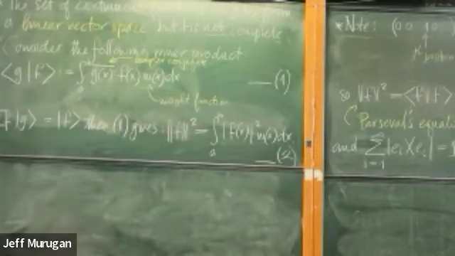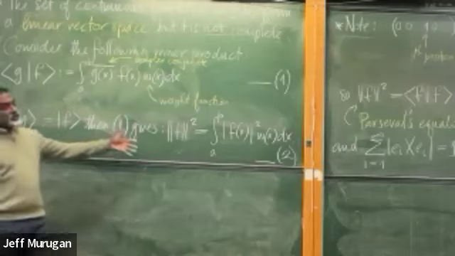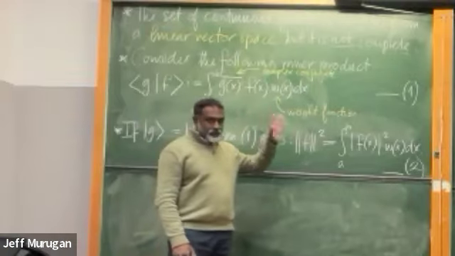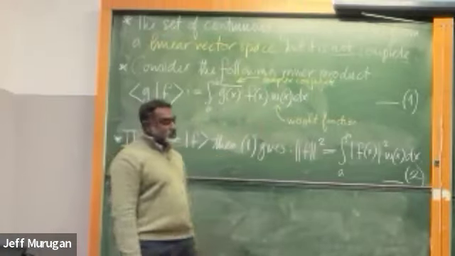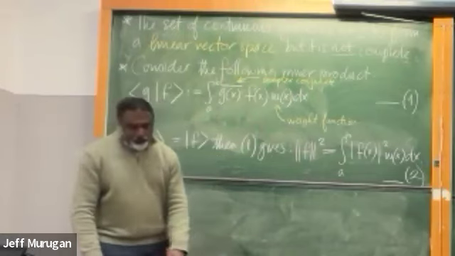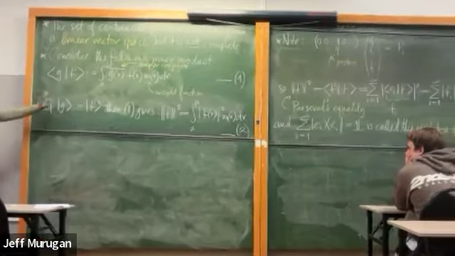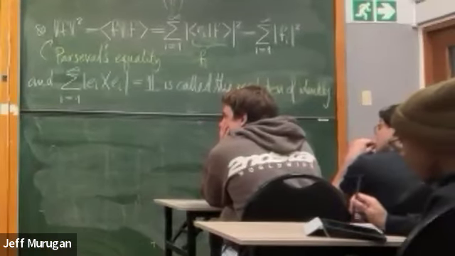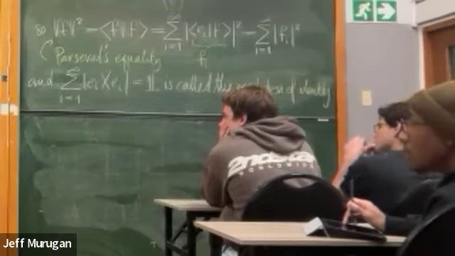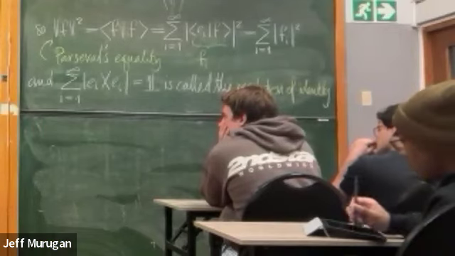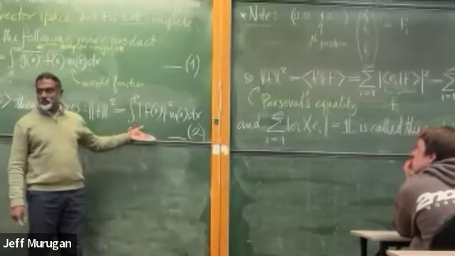I'm not guaranteed that these integrals are going to converge. I'm not guaranteed that these integrals are going to be well defined. It depends on my function, depends on the weight function, etc. But I can look at this and say that those functions for which these two integrals converge and are well defined are called square integrable functions. That's because the mod square is an integrable function and the integral is well defined.